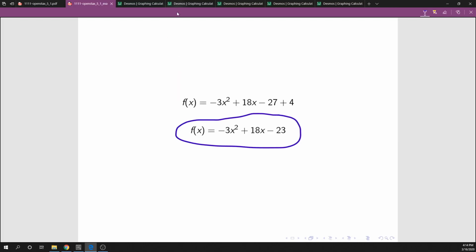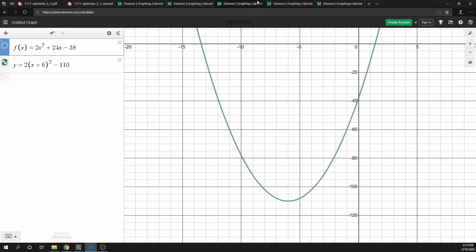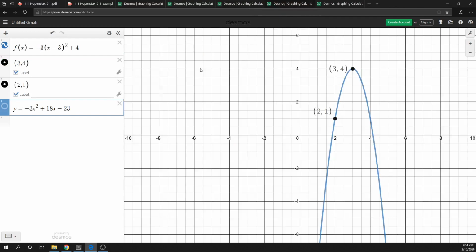Okay, so let's take a look at that on Desmos. I think it's here. Yeah, here it is. So (3, 4) was our vertex, and (2, 1) was our other point. This was the standard form answer that we got, and then this is the answer when we multiplied it out. All right, one more like that.